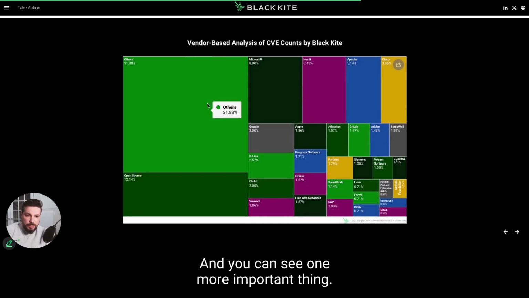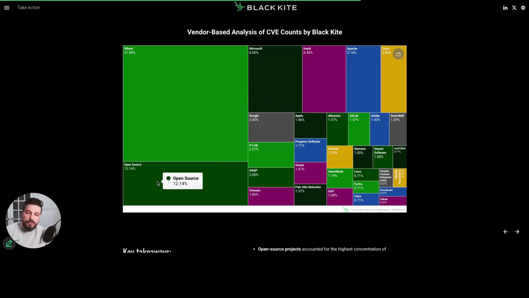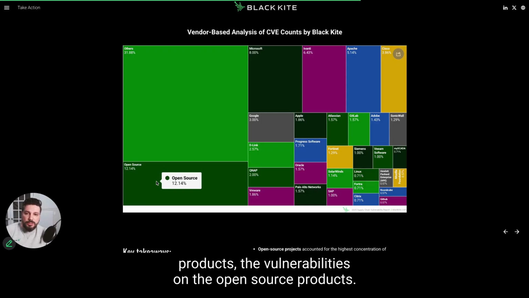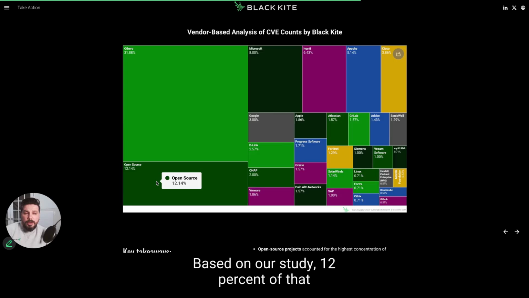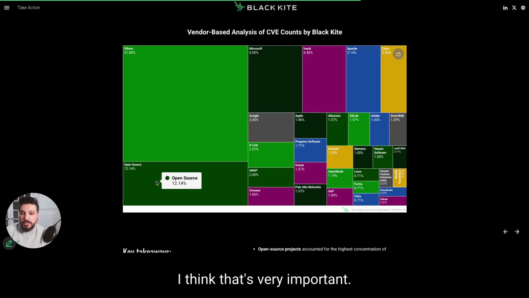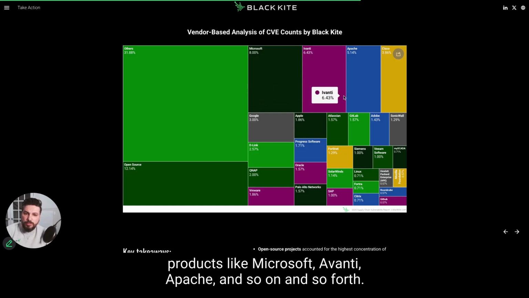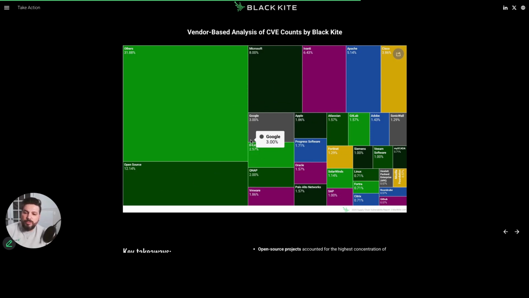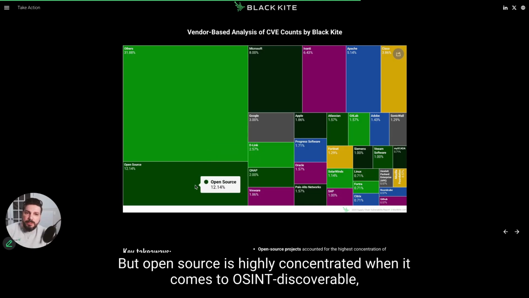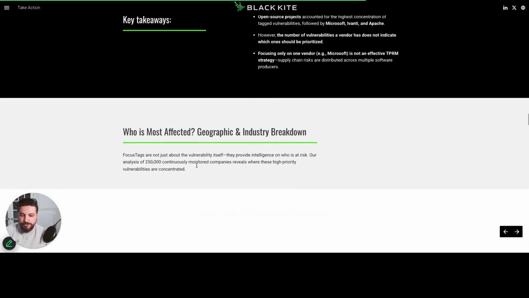And you can see one more important thing. The number one is not Microsoft. The number one is the open source. Open source products, the vulnerabilities on the open source products. Based on our study, 12% of that 250,000 companies are susceptible to one of those vulnerabilities. I think that's very important. We usually focus on vulnerabilities on these products like Microsoft, Ivanti, Apache, and so on and so forth. But open source is highly concentrated when it comes to OSINT discoverable, exploitable vulnerabilities.